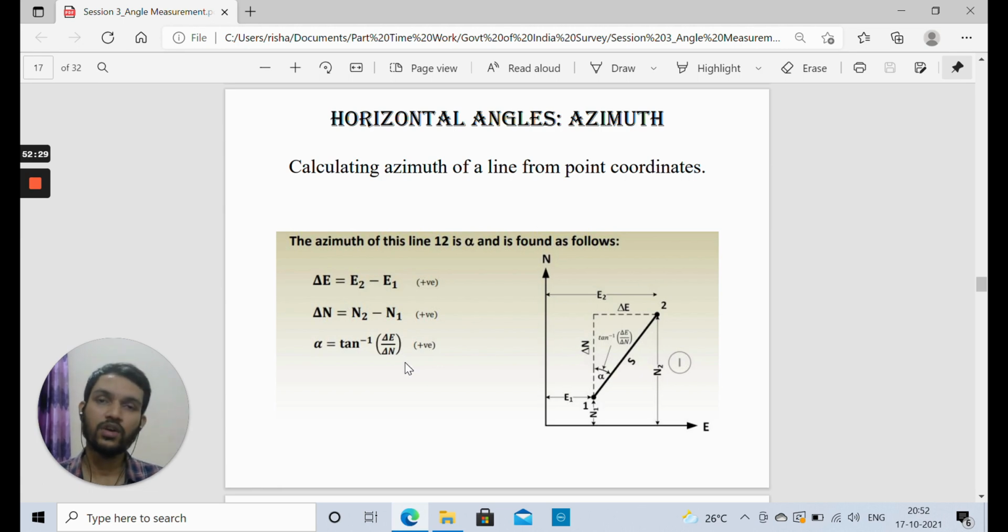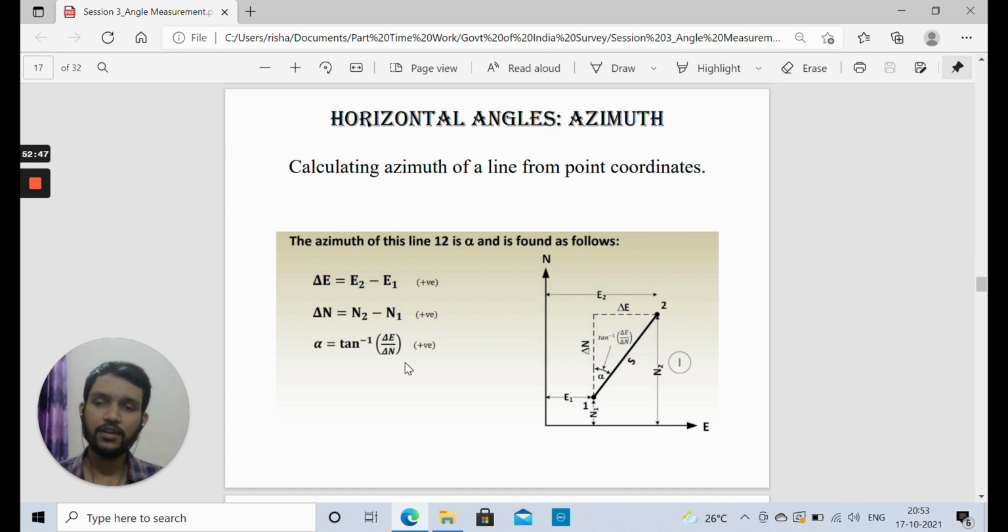Based on that, using cos and sine rule, you can easily calculate the station. So this can be used both ways to calculate. And from this we can easily calculate the whole circle bearing or the azimuth of a particular line. Even in which quadrant that line is lying can also be determined.